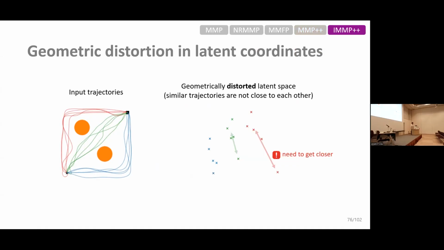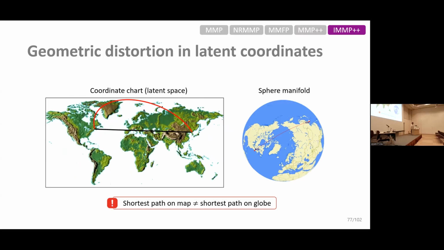The fundamental reason for this is that the latent coordinate space is geometrically distorted in general. In other words, while points of the same color are close to each other in the trajectory space, they are spread far apart in the latent coordinate space. So in essence, the problem lies in the geometric distortion of the latent space. This issue is similar to the classic problem encountered in 2D world map making. On a map, as you well know, the shortest path between 2 points represented by a straight line does not correspond to the actual geodesic, the actual shortest path on the globe.